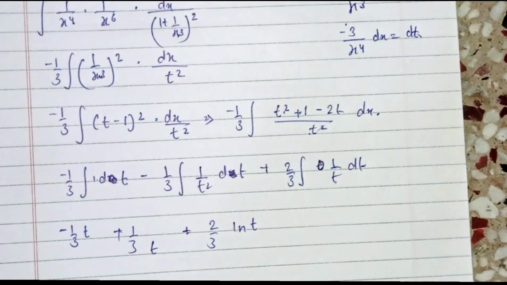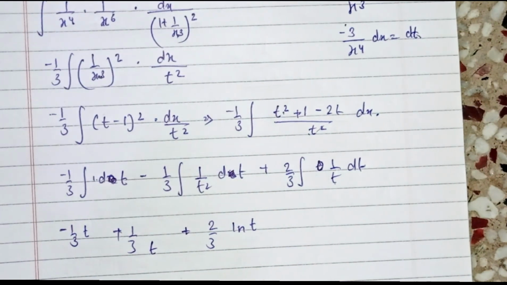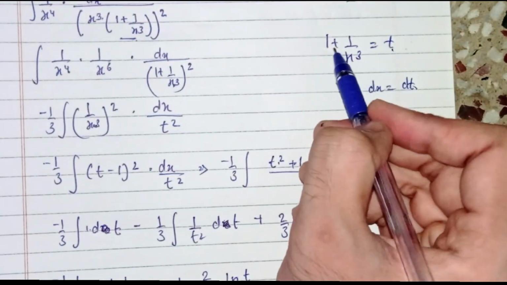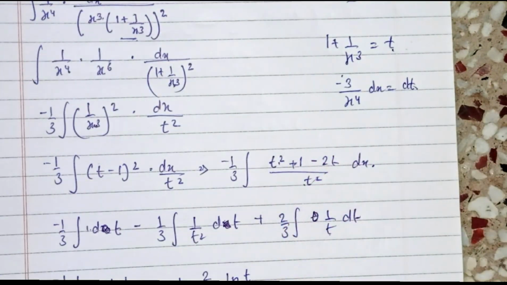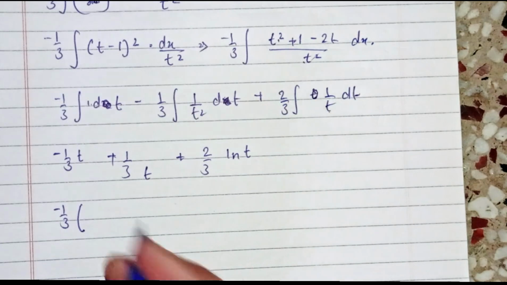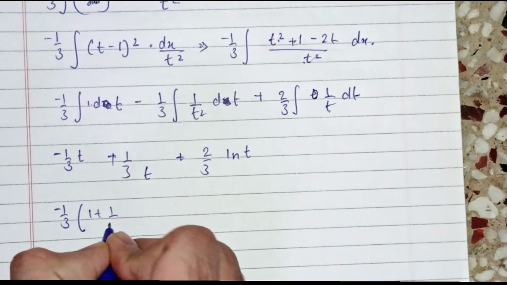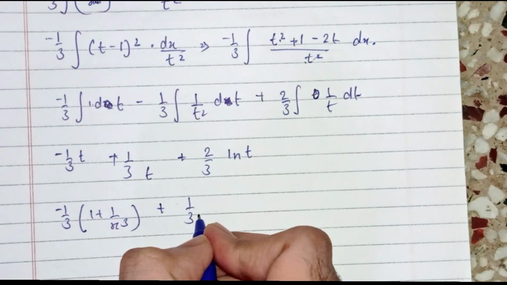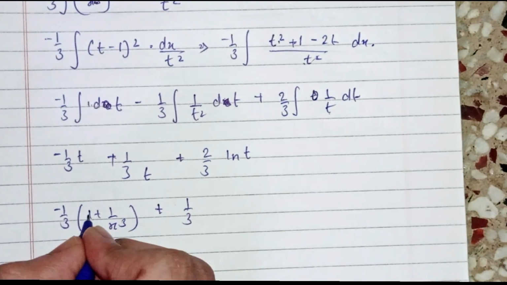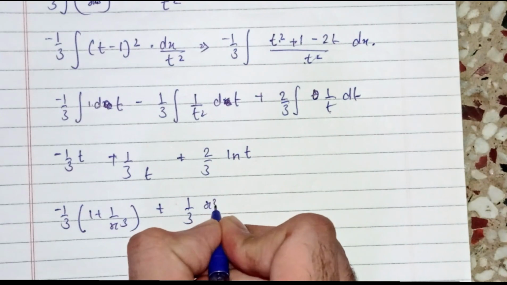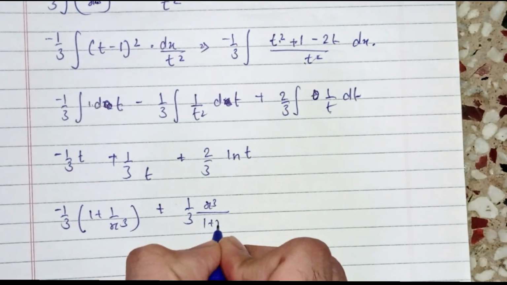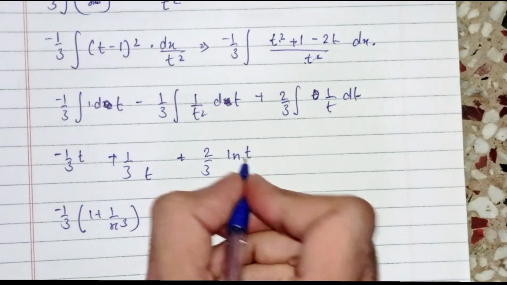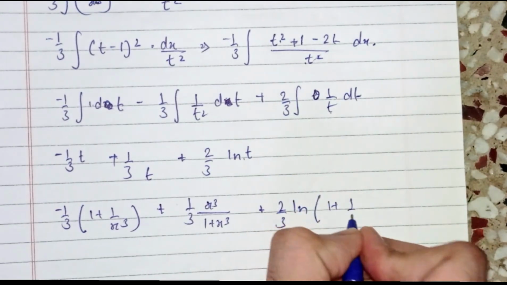So I will be replacing the value of t. So 1 upon 3, the value of t is 1 plus 1 upon x cube. So the value of t is 1 plus 1 upon x cube, and plus 1 upon 3. Here I will take common, so x cube will be in the numerator and 1 plus x cube in the denominator, plus 2 upon 3 ln again (1 plus 1 upon x cube).